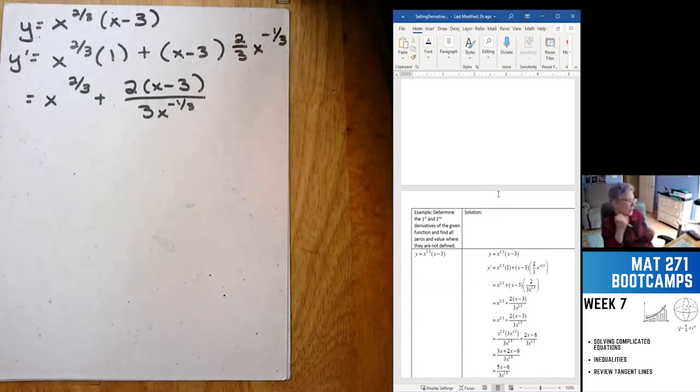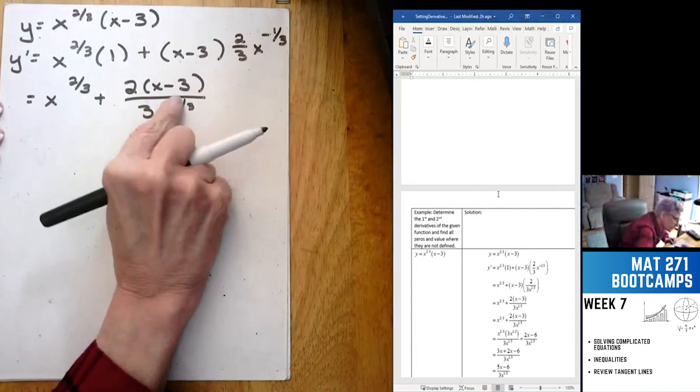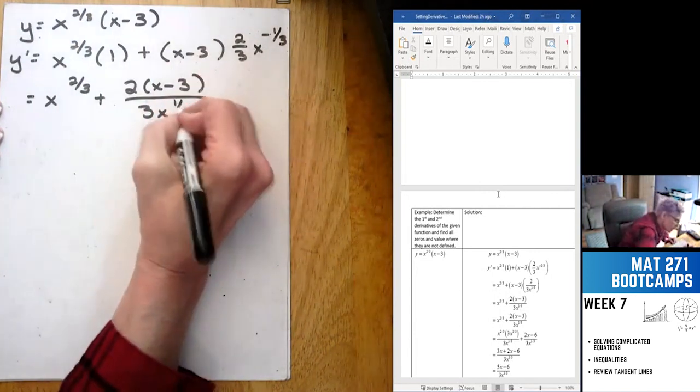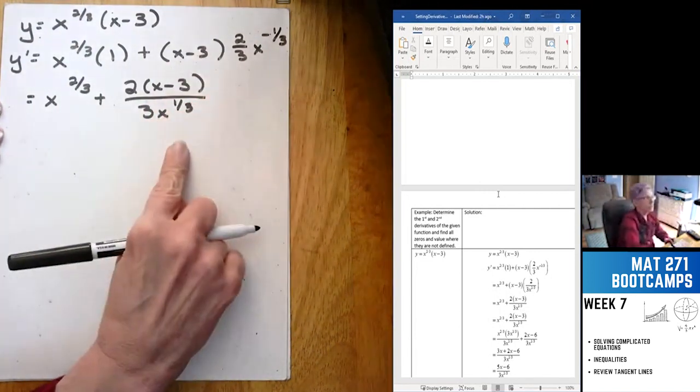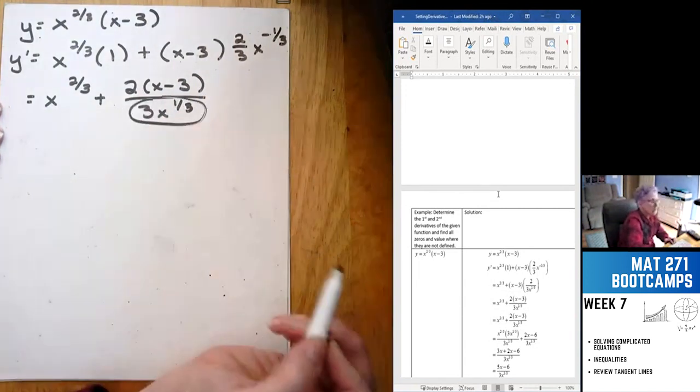If you only had to set the first derivative equal to 0, you could go ahead and do that now. But I'm going to combine this into one handy dandy unit because it will make our life a whole lot easier when we get to the second derivative. So let's find a common denominator, and that should not be negative now that I put it down below. It should be a positive 1/3. This is my common denominator.